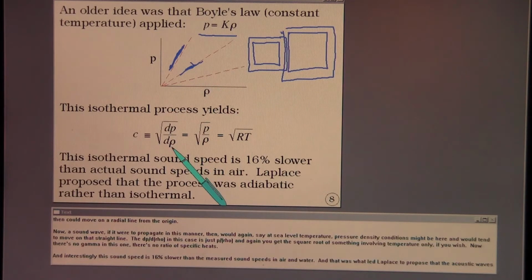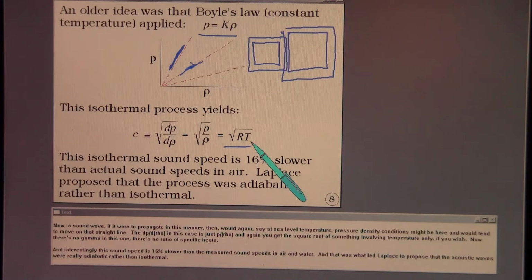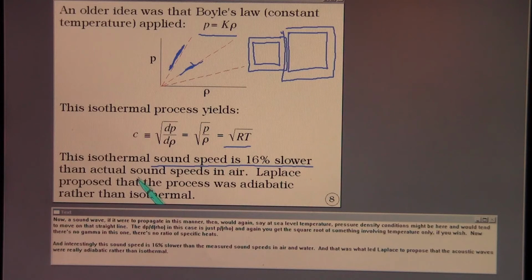The dp/d rho in this case is just P over rho, and again you get the square root of something involving temperature only if you wish. Now there's no gamma in this one, there's no ratio of specific heats. And interestingly, this sound speed is 16% slower than the measured sound speeds in air and water. And that was what led Laplace to propose that the acoustic waves were really adiabatic rather than isothermal.